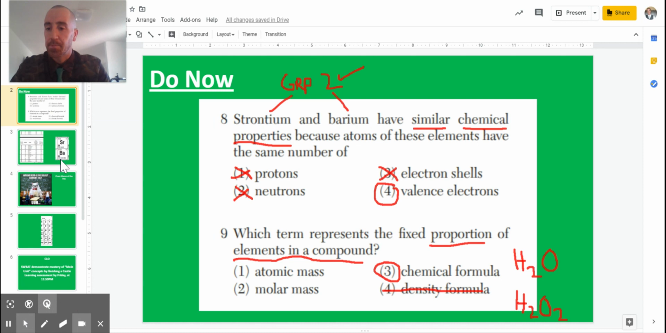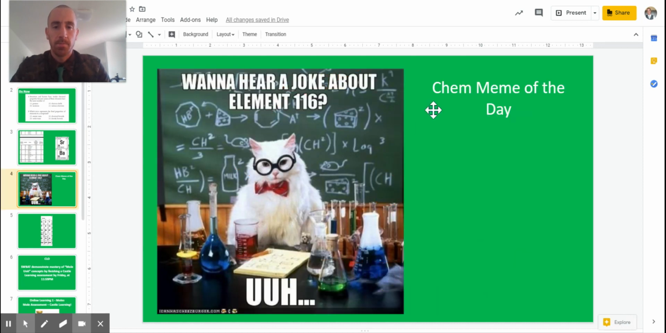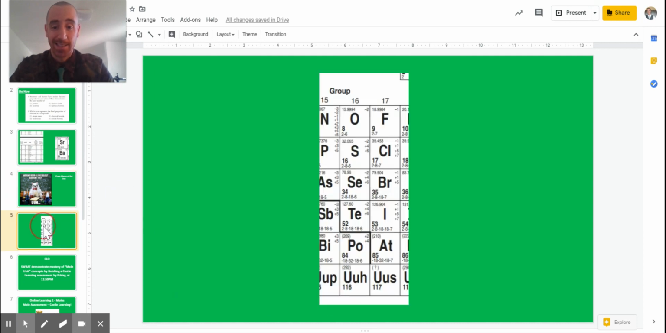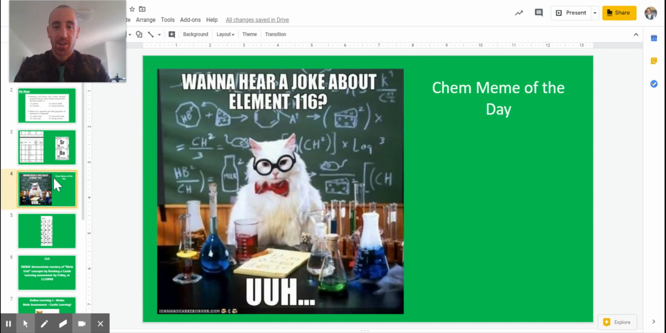Let's move on to your meme of the day, back by popular demand. So there you go. I'll let you guys soak that up for a minute. It's hilarious, I know. If you don't get it, element 116, do you want to hear a joke about it? That's its symbol, Uuh. There you go. So there's your meme of the day. That's all I got, guys. Sorry.